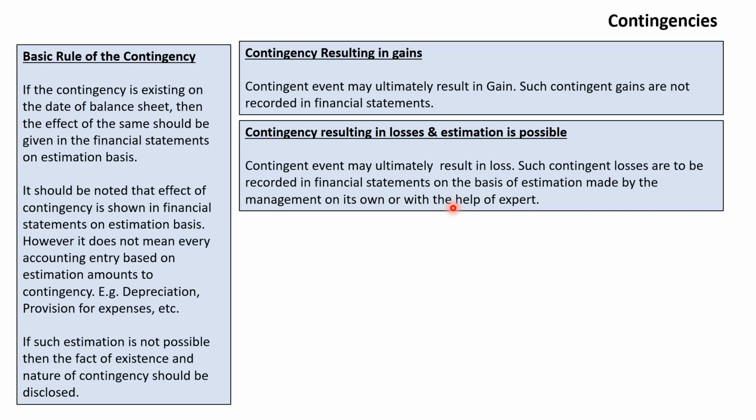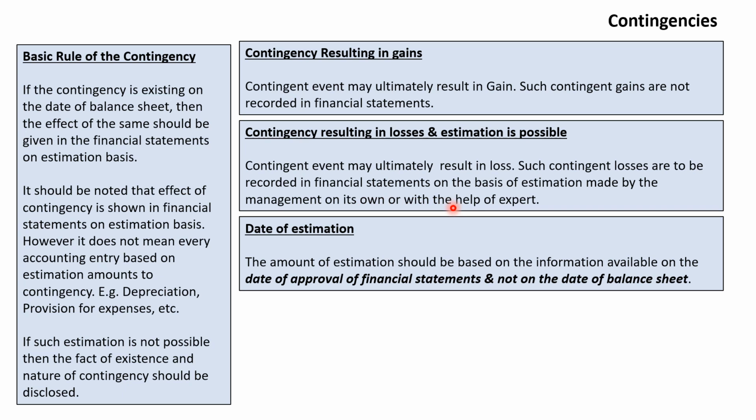Sometimes the estimation may be done by the management on its own, or sometimes management may take the help of an expert to understand what may be the estimated amount of contingent losses which may be suffered by the company on account of a particular event which is already in existence in the balance sheet, but its outcome is not known. So management may make its own estimation, and if the management thinks that it is better to take the help of somebody else, then they may take the help of an expert.